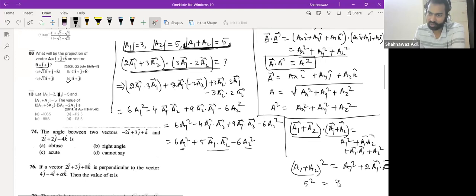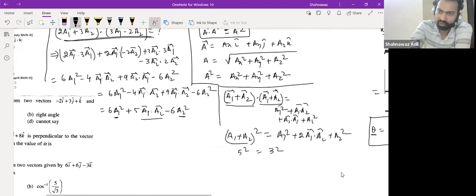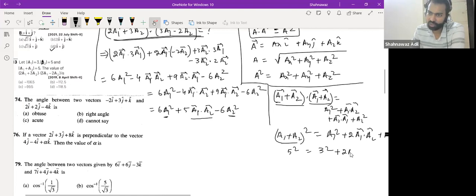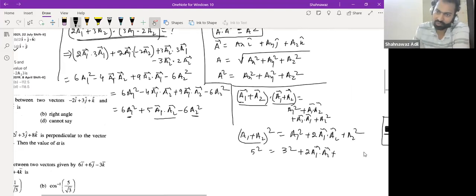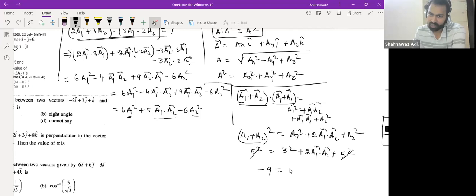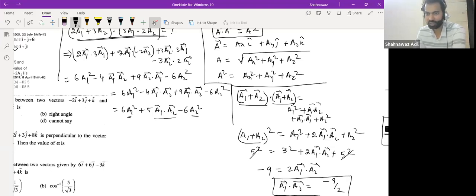So A1 is 3 square, plus 2 A1 dot A2, plus this is A2, which is 5, so 5 square. And this 5 cancels, and we have 3 square, which is 9, and 2 A1 dot A2. So A1 dot A2 is how much? This is minus 9 by 2. So from here we get the value of A1 dot A2 using this one.